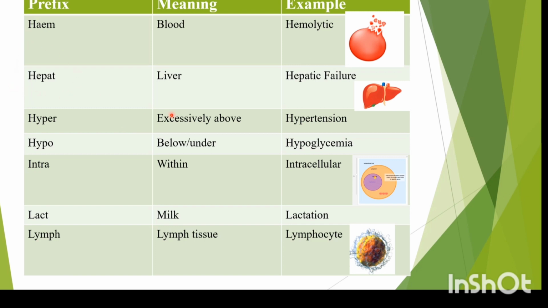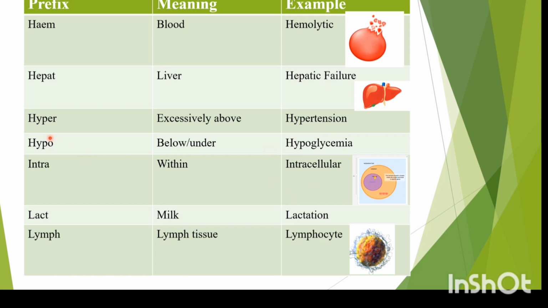Next one is hepat. Hepat means liver. Example, hepatic failure. Hepatic failure means liver failure. Next one is hyper, meaning excessively above. Example, hypertension. Hypertension means increased blood pressure.